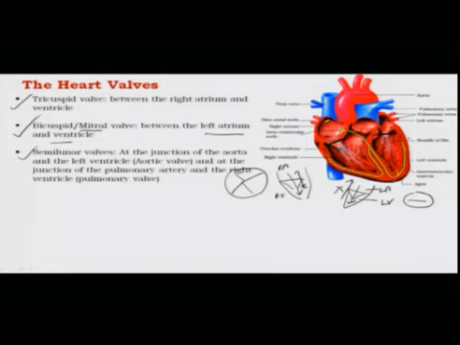The semilunar valves are located in between the ventricle and the outflow tracts from the ventricle. So, if you remember, this was the right ventricle and this was the left ventricle. The outflow tract from the right ventricle is the pulmonary artery and that from the left ventricle is the aorta, right. So, at the mouth of these two large blood vessels lie the semilunar valves. They are called the pulmonary valve as well as the aortic valve respectively.